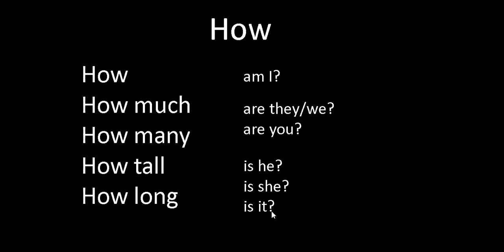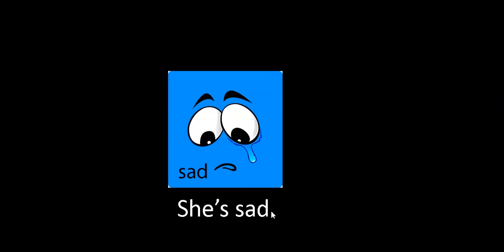Okay, now let's make some examples. The first one, we've got the example answer. Now we've got to make our question. First of all, she is our pronoun, so let's put she up here. And now we need our be verb, we put that here. And now we need a question word about feelings. And for feelings, we use what? How. So, how is she?